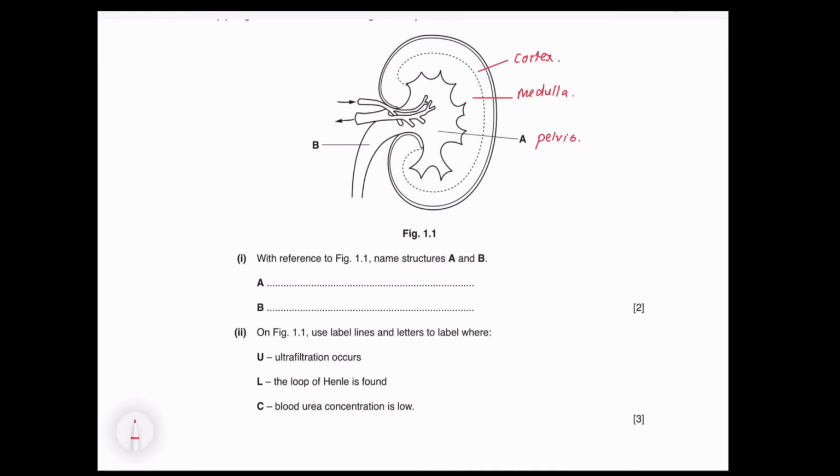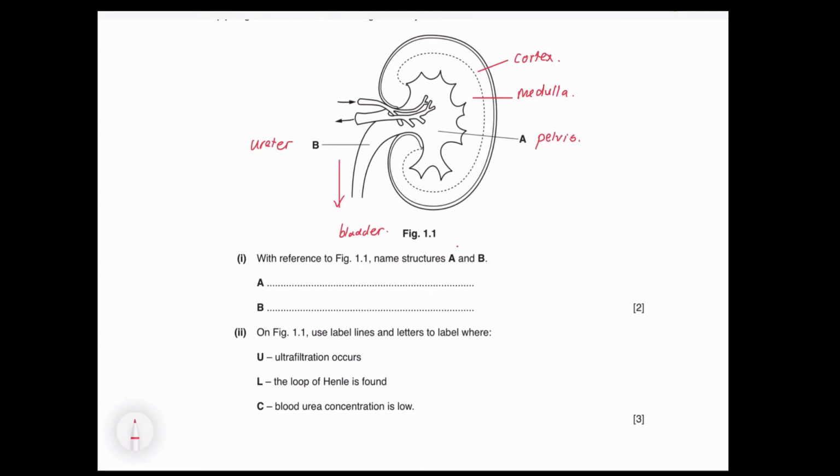And structure B will be your ureter, where whatever is going to be excreted will be delivered via the ureter to the bladder, before it is excreted out through the urethra.